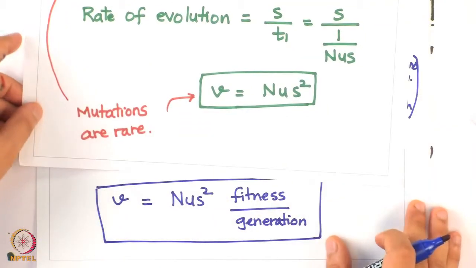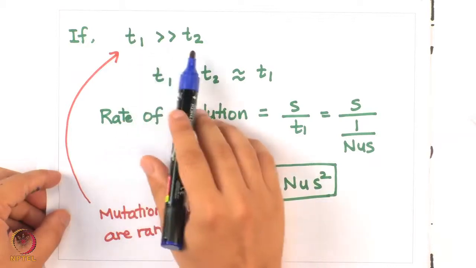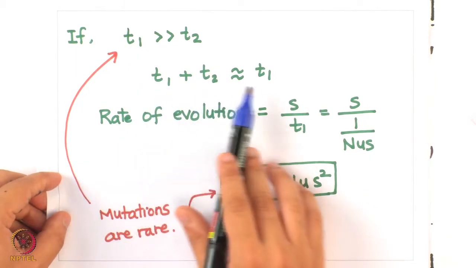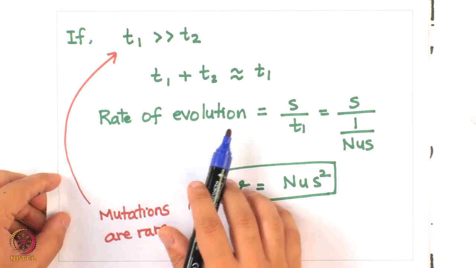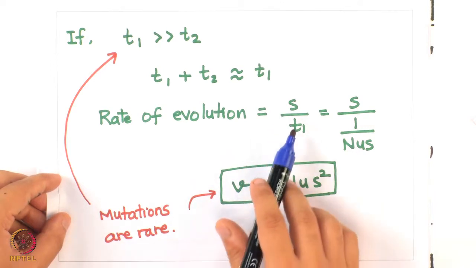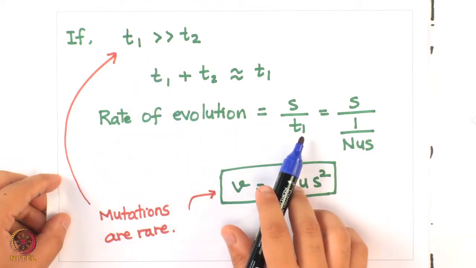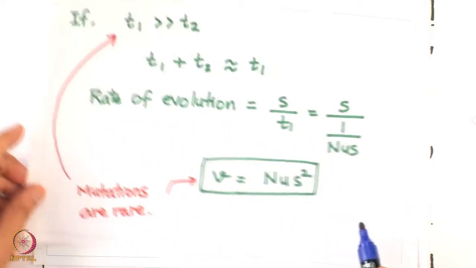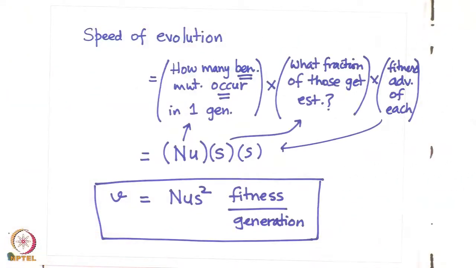Okay. Which is what we had obtained in the last slide, when we had assumed that T1 much bigger than T2, and hence T1 plus T2 is approximately equal to T1, and we substituted rate of evolution as mean change in fitness divided by the total time in which that change in fitness has taken place, which is equal to T1 plus T2, but under these conditions can be approximated to be just equal to T1, and hence you get the same expression from either of these two ways to think about this.